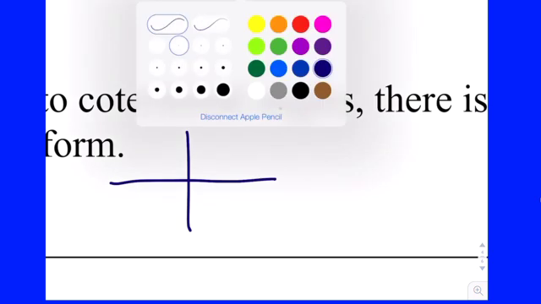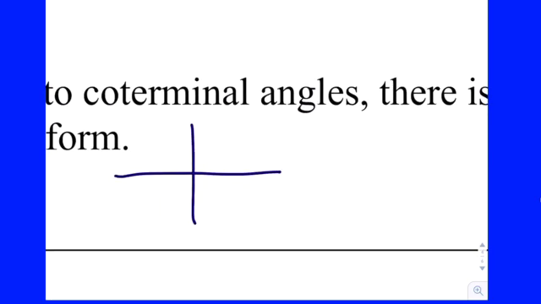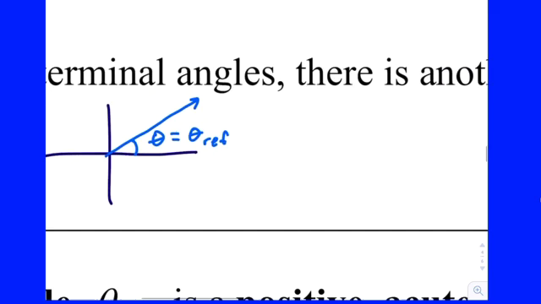Once you find that coterminal angle that lives between 0 and 360, then you're going to determine where that terminal ray lands. If it lands in the first quadrant, then the angle itself is equal to the reference angle, because in quadrant 1 your angles are between 0 and 90, and that's what a reference angle is. It's a positive acute angle. So that's if it terminates in quadrant 1.